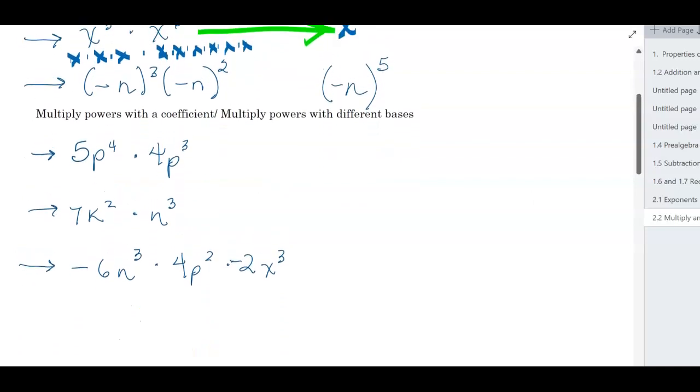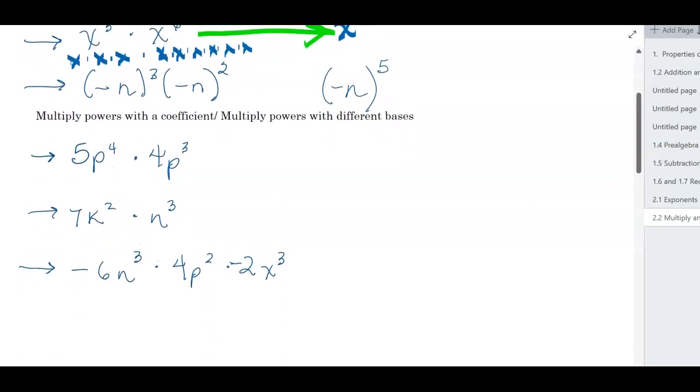Okay, here, let's look. Hope you've got those notes done. If not, pause and catch up with that. Now let's look at these. Multiplying powers with a coefficient. See, notice these have a coefficient. And then I have some with different bases. So let's see how that works.